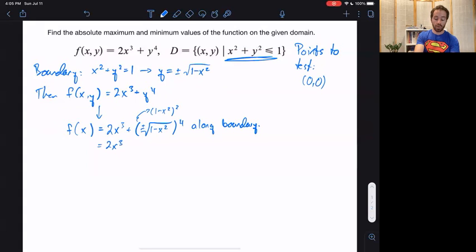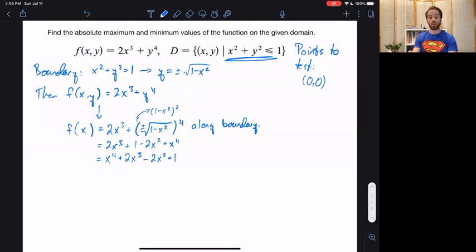It's 2x cubed from before, and then expand that out. FOIL it quickly. It's going to be 1 minus 2x to the second plus x to the fourth. Okay, and obviously everything is most polite if you write it in standard form, just with descending powers.